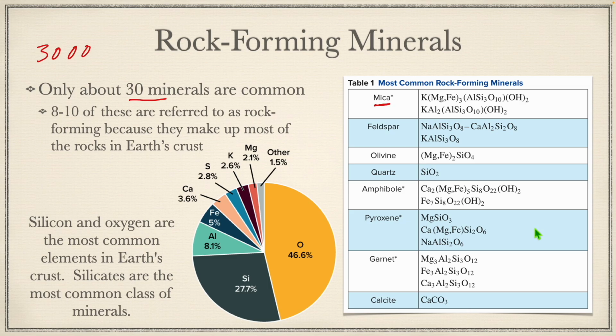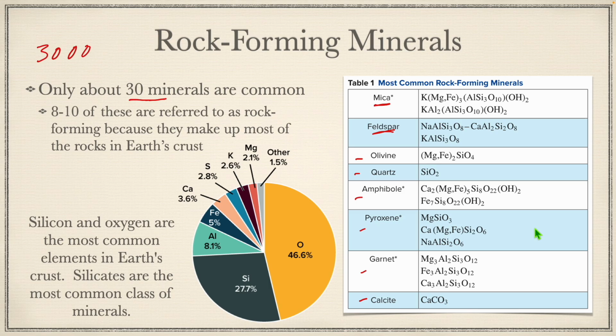So we have mica as one example. We have feldspar as another one of our rock-forming minerals, olivine, quartz, amphibole, pyroxene, garnet, and calcite. Those are all our rock-forming minerals.